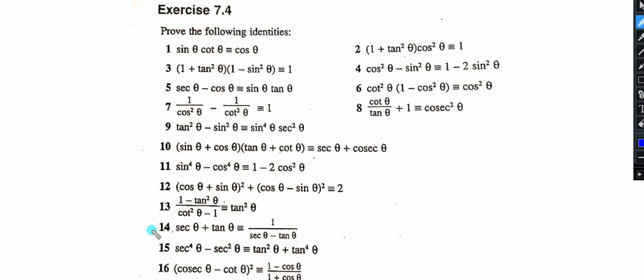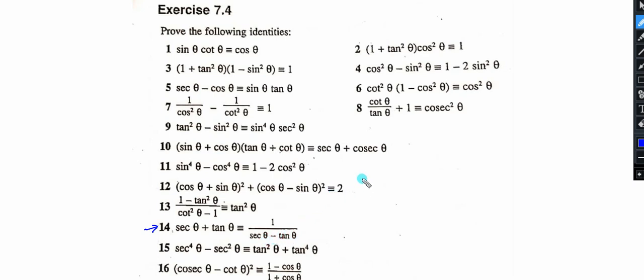Okay, now let's look at question 14. Question 14 basically, let's look at which side is more complex. They look like the denominator of the right hand side seems to be more complex, okay? Because this is a 1 over 2 term, okay?